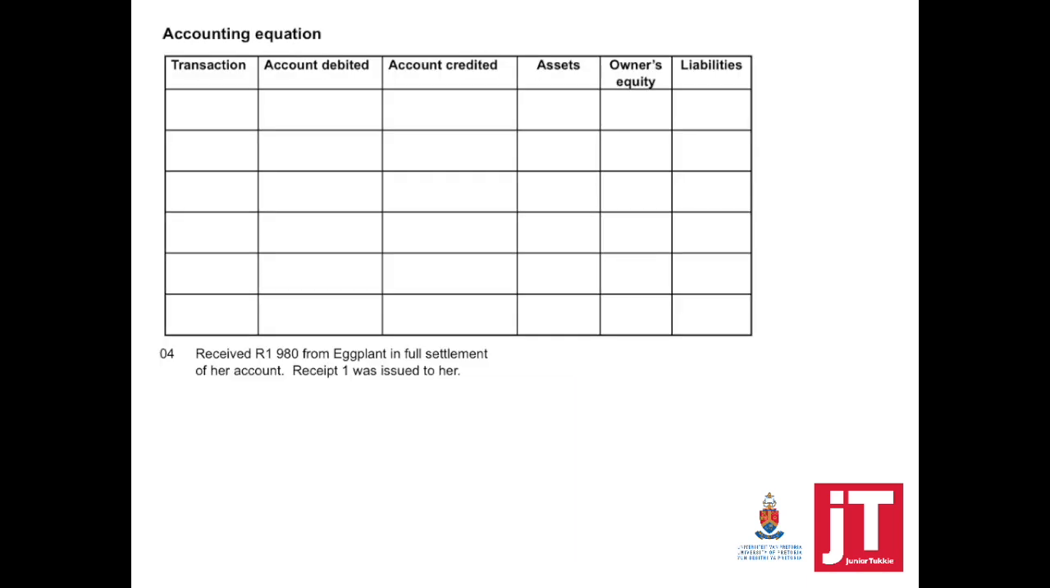The last part of this question was completing the accounting equation. Transaction number 4, the first one, received 1,980 from Eggplant in full settlement of her account. Receipt 1 was issued to her. So when the business receives money, bank will always be debited. Account credited, debtors control. If I ask you to also name the debtor, then you would have mentioned debtors control and the name Eggplant. Both is regarded as a current asset, which means assets plus minus. Nothing happened with owner's equity, nothing with liabilities. You have to indicate the sign plus the figure. Both must be written there.